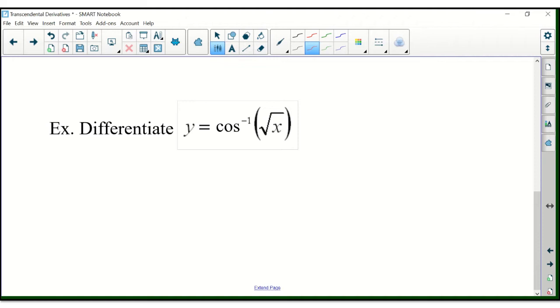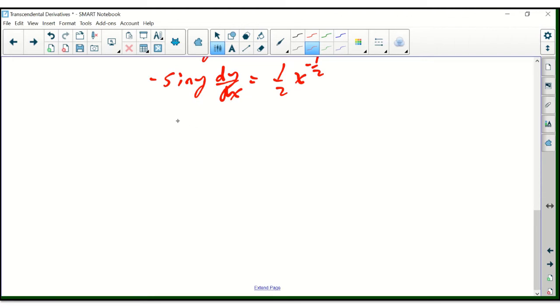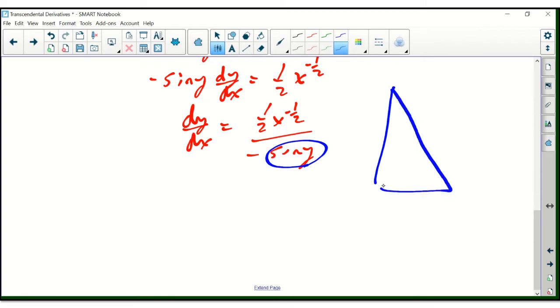Inverse cosine of root x. So, same thing. What I know is that the cosine of angle y must be the square root of x. That's what this means. Take the derivative of cos, which is negative sine of u. Differentiate your u. Differentiate this with the power rule, 1/2 x to the negative a half. Now I want to get the derivative, which is dy dx, by itself. So I've got 1/2 x to the negative a half over the negative sine of y. Well, I need to come up with sine of y, so I would draw a diagram.